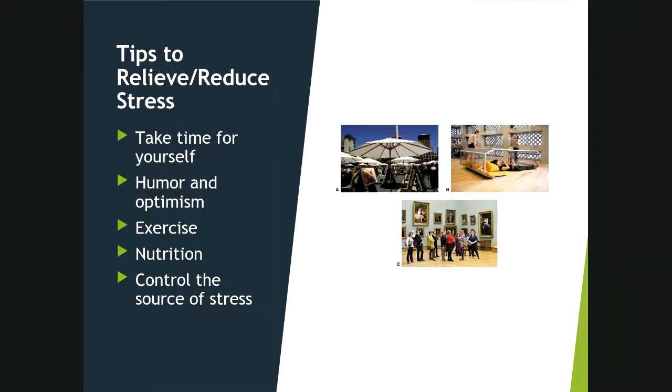Okay, tips to relieve and reduce stress: take time for yourself, humor and optimism, exercise, nutrition, and control the source of stress if you can. Some other things too is we want to try to leave work at work and not bring it home. But taking time for yourself, whether it be meditation or taking a walk or a run, those are key things to de-stress and reduce the stress in our life.